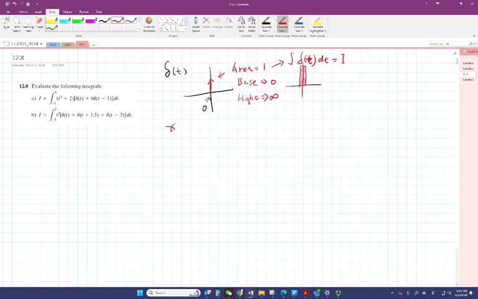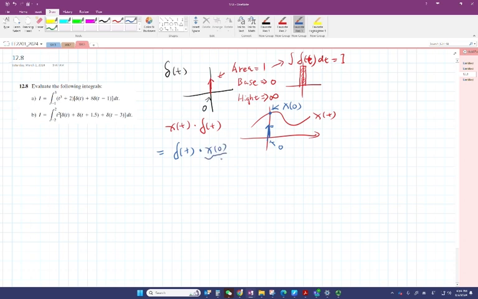What about if an arbitrary function is multiplied with a delta function? Say we have an arbitrary function x(t), and you multiply it with a delta function. The result is still a delta function, but with a coefficient. We times the value of this function, where you plug in the location of your delta function, which for this one is 0, multiplied with x(0).